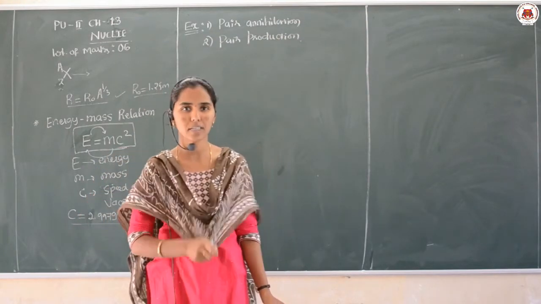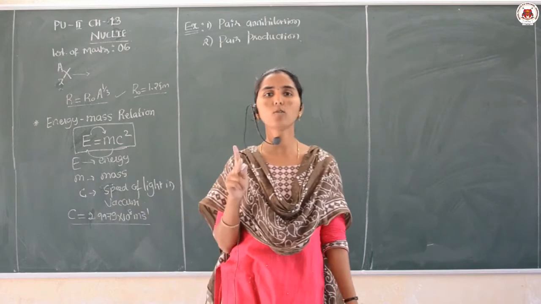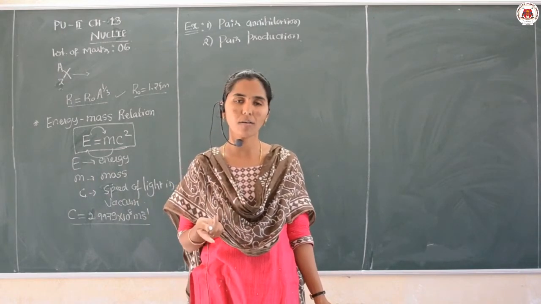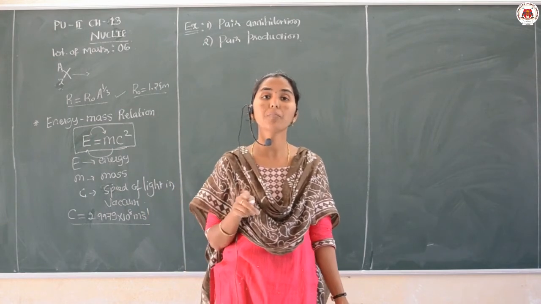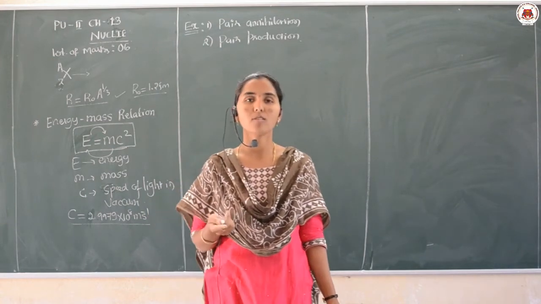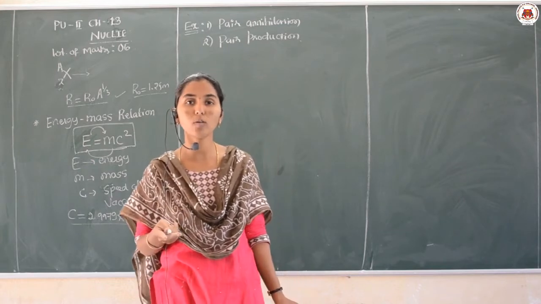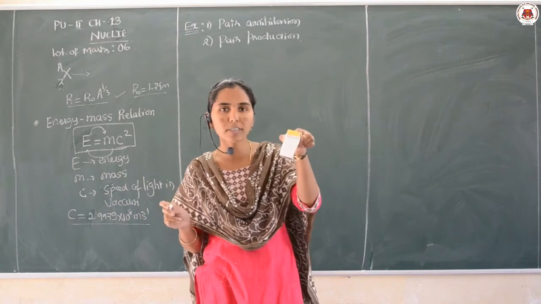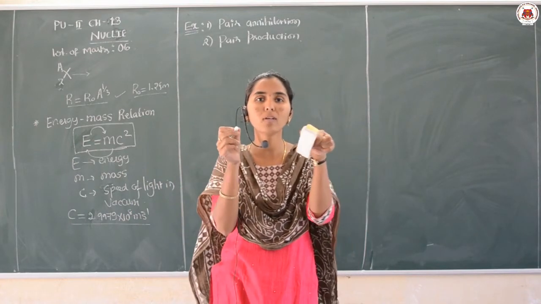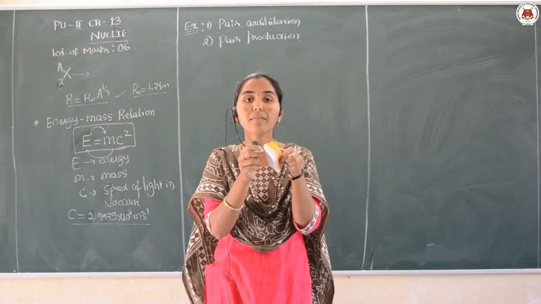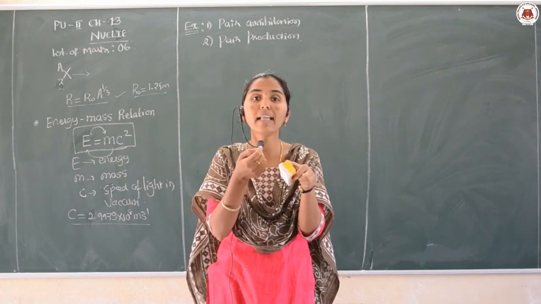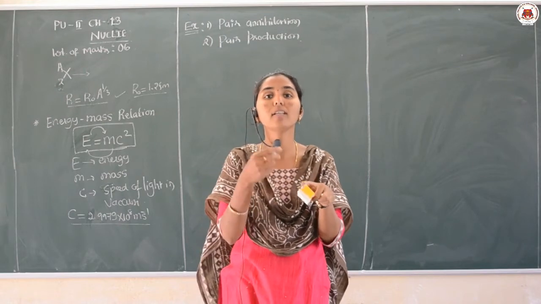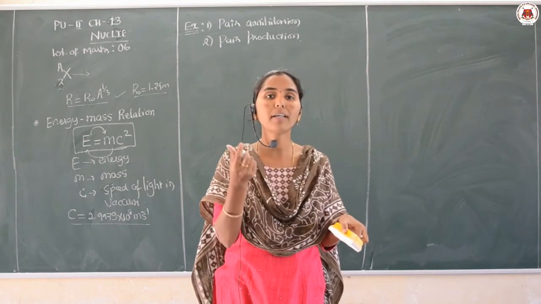Annihilation means destruction. Actually, there are two particles. One is a positron, another one is an electron. The positron is the antiparticle of the electron, so both have the same magnitude of charge but opposite sign. When a positron and an electron come in contact, they will be destroyed. They annihilate each other, and that mass is converted into gamma radiation.